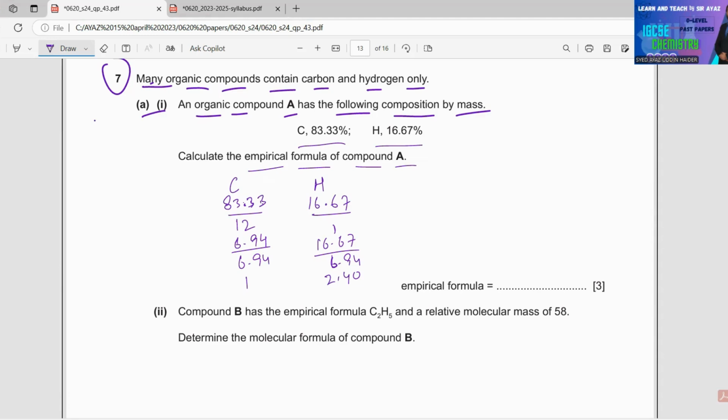2.40. Now we need to get the answer in whole numbers. We have to multiply it by a number. So if you multiply 2.4 by 2, what you will get? We'll get 4.8, which is not acceptable. Let's multiply it by 3. We are getting 7.2. It's also not acceptable. What about 4? 9.6, not acceptable. 12. So it means we have to multiply it by 5. So you will get empirical formula C5H12 here.